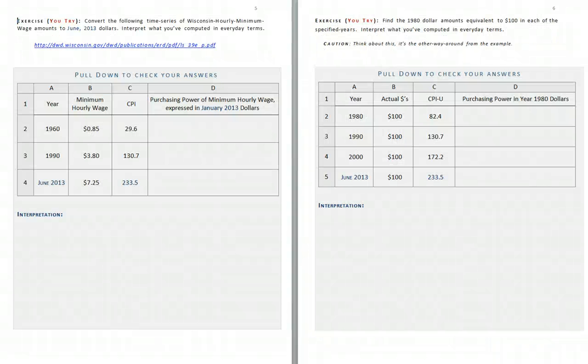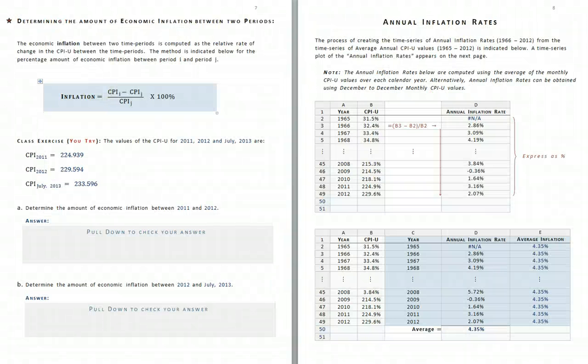We have moved to the next page, where there are 2 U-try exercises that you should complete. You can check your answers by pulling down the text boxes. We have moved to the next page.